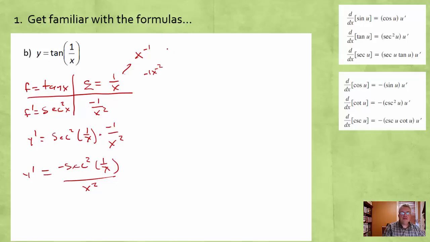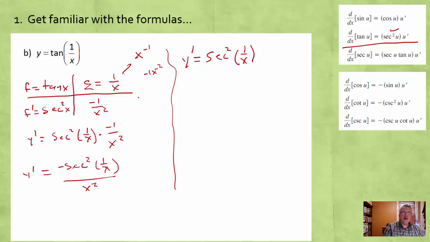Now, let's do the same thing using the formulas. This time we're going to be using this formula right here for tangent. So if we have the derivative of a tangent of a function, it's secant squared of that function times the derivative of the function. So here we go. So y prime, we can just write it down. Y prime would be secant squared of the function. So I've taken care of this first part, secant squared of u times u prime.